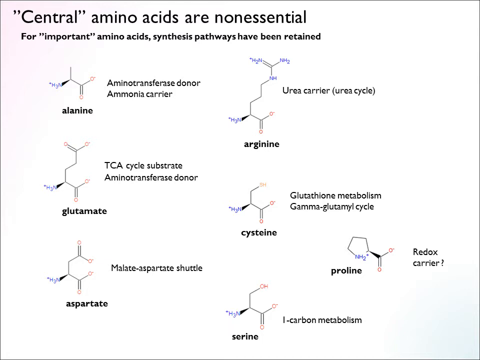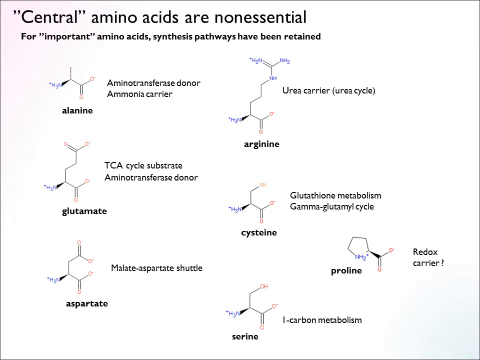They're an integral part of central metabolism. You can't really remove the synthesis pathways because of that. So here are some examples. Alanine, for example, is an important ammonia carrier, and it plays a role in a lot of aminotransferase reactions.